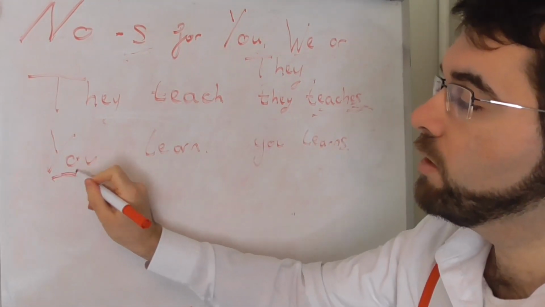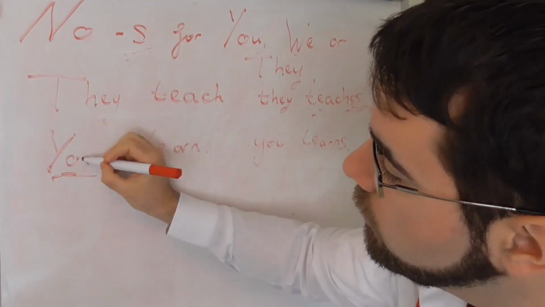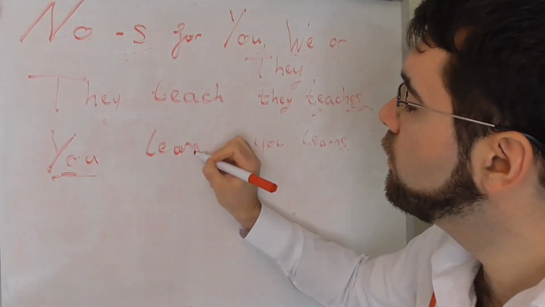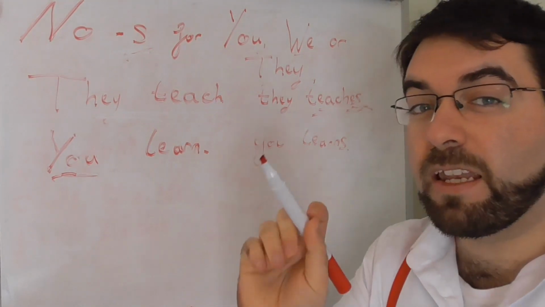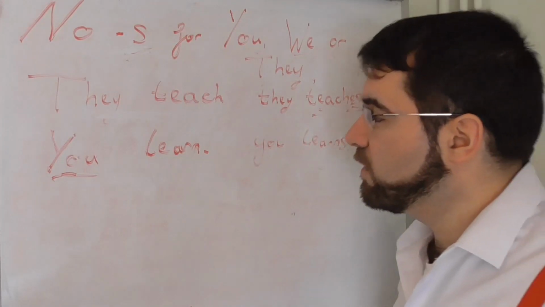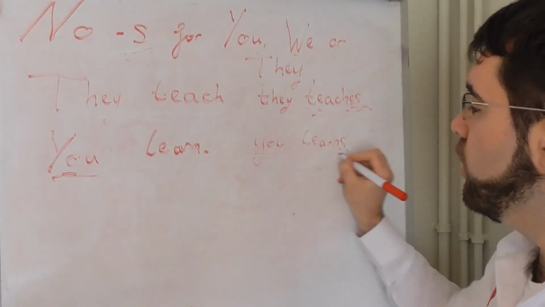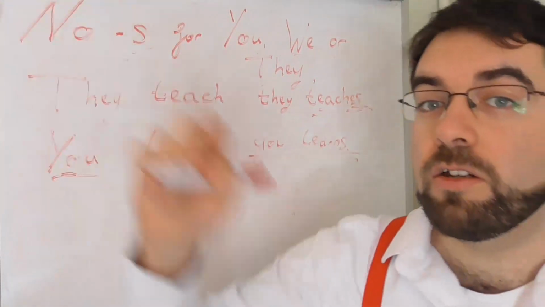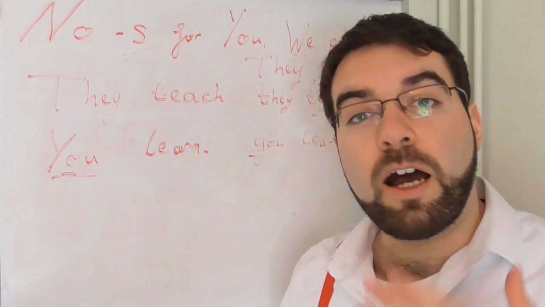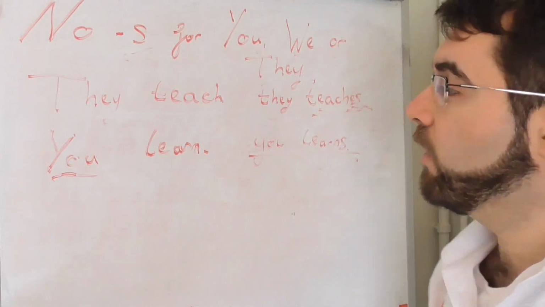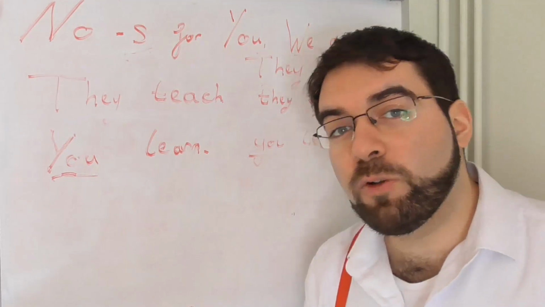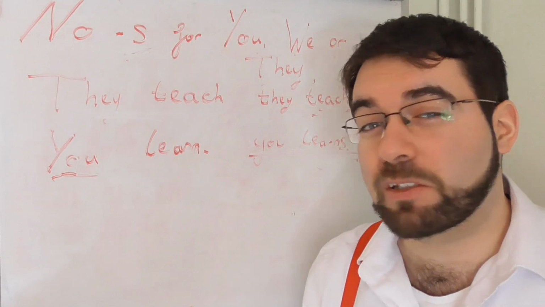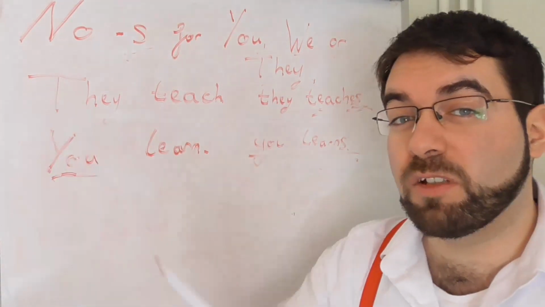Likewise, it's you learn. You learn. Oh, this pen, it's running out. You learn, not you learns. He learns. It learns. They learn. I learn. You learn. It's worth understanding that, because you don't want to get your present simple tense mixed up. You don't want to get your verbs mumbled and jumbled all over the place.